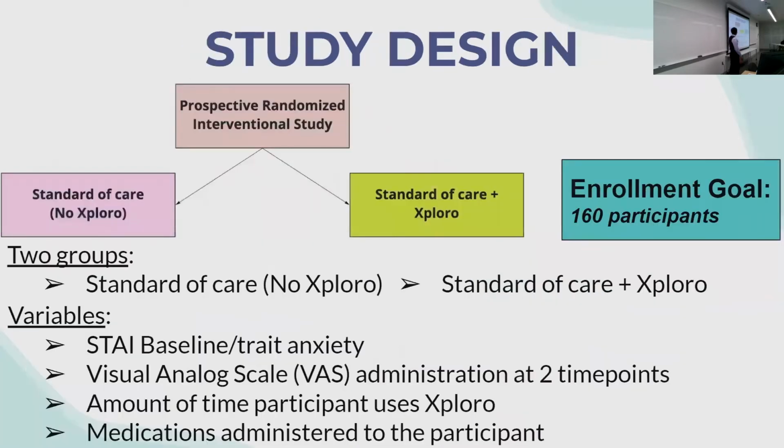So this is a cost-effective randomized interventional study. So participants are randomized into 2 groups: standard of care with Exploro or standard of care without Exploro. And we have an enrollment goal of 160 participants.